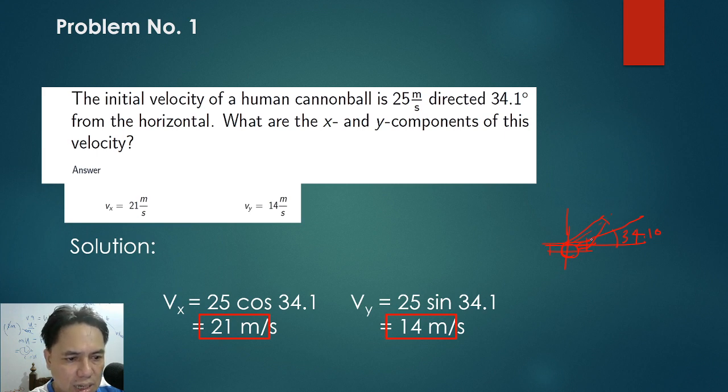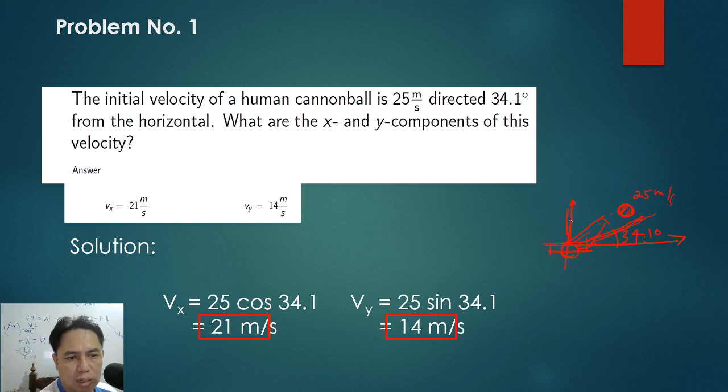So this cannonball, there's a ball, right? The velocity is 25 meters per second. What is the component here in horizontal? What is the component here in vertical? We might use another software so that you will understand here.